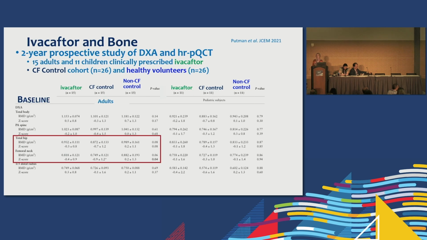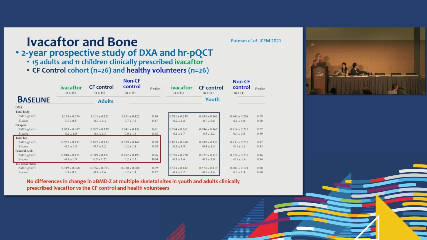Here are the data in adults. And what I want to draw your attention to is that, like what's been discussed earlier, the hip seems to be perhaps a site of vulnerability for patients with CF. I'm going to come back to this concept. In our youth that she had recruited, not much in the way of differences between individuals with CF and her controls. Most importantly, she demonstrated no changes in Z-scores in either the adults or the pediatric population at multiple skeletal sites over the 2 years following ivacaftor initiation.